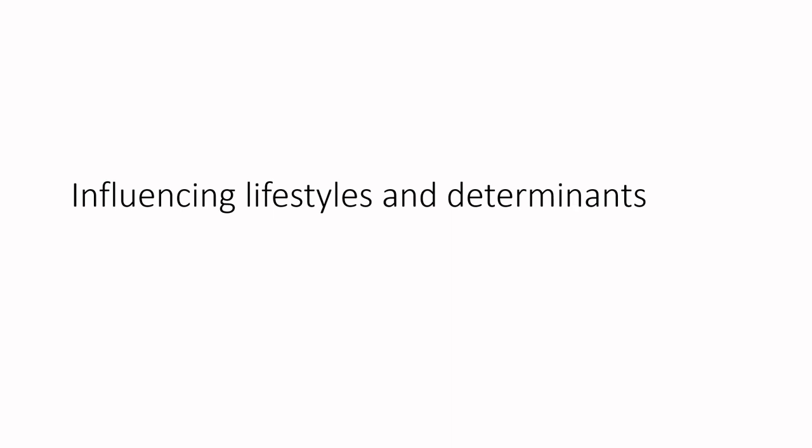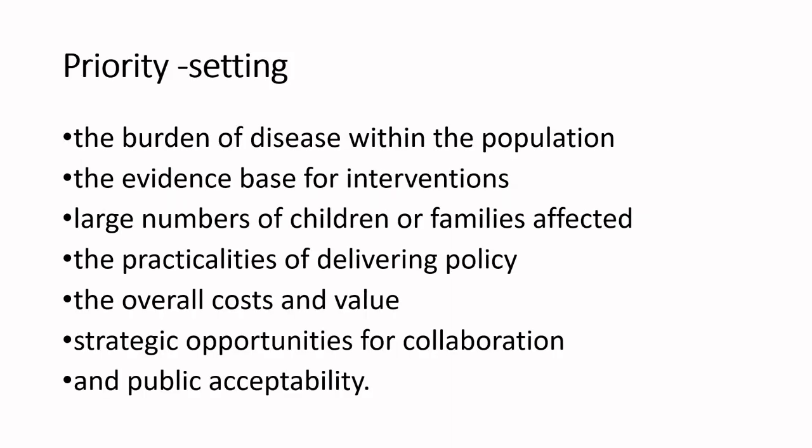Now let's look at how you might influence lifestyles and determinants. Priority setting and economics will be the topic of a separate mini-module. But when deciding on policy priorities, a number of factors will need to be considered. For example, the burden of disease within the population, the evidence base for the interventions, the number of children or families affected, the practicalities of delivering a practical strategy, the overall costs and value, and public acceptability, to name but a few of the criteria.